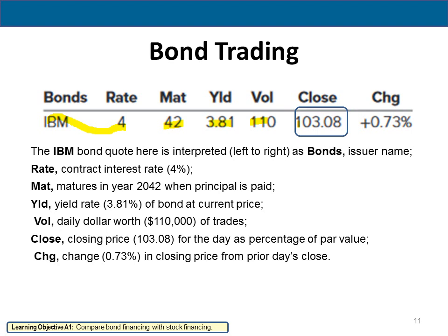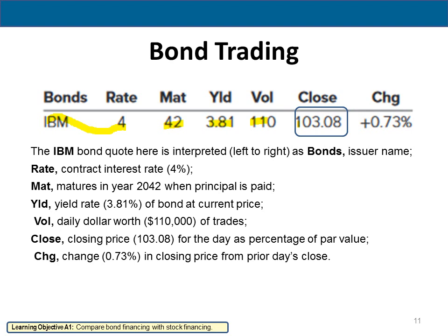So rate, this is the coupon interest rate. When you borrow money from IBM through buying their bonds, IBM is obligated to pay you a 4% interest rate. So this is what you call the contract, bond, or coupon interest rate. MAT, or maturity 42, means that this bond will mature in year 2042. This is the date on which the principal amount borrowed will be repaid.